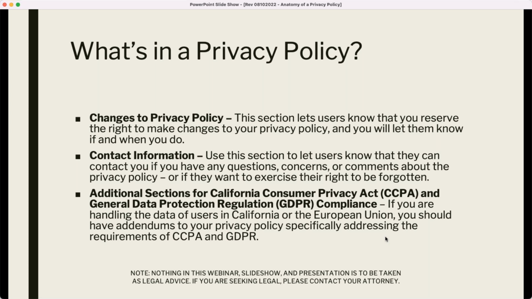Next, you should have a section regarding changes to the privacy policy. This section lets users know that you reserve the right to make changes to your privacy policy. The big caveat is you need to let them know if and when you do it. I think everybody here has received an email in their inbox that says, we have updated our privacy policy, we have updated our terms of service, we have updated X, Y, and Z, either from Google or Facebook or Instagram or anything that you use on a regular basis. That notification is actually for a purpose.